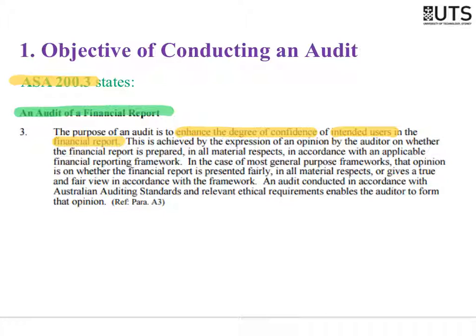Now, let's see if you remember this from last week. Who are the intended users of the financial report?